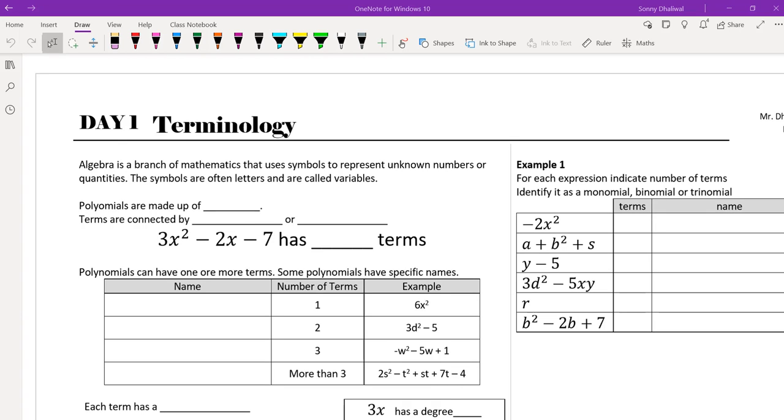So today we're going to start on a new chapter. This new chapter is called polynomials. I don't really use the textbook, but our textbook does this unit in 2 chapters. I'm doing it in 1. So it's a longer chapter.